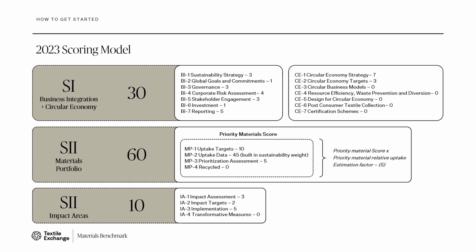A key difference this year is that the absolute volume has been removed. You are awarded points for your targets and your risk assessments, but again, the majority of the score goes to your uptake of non-conventional. The final section, section 3, and I'm just seeing that there's a typo there, that should say section 3, impact areas, is 10 points.